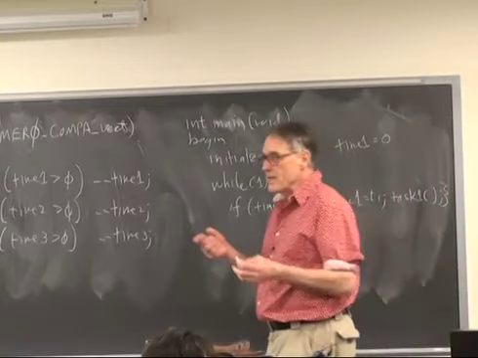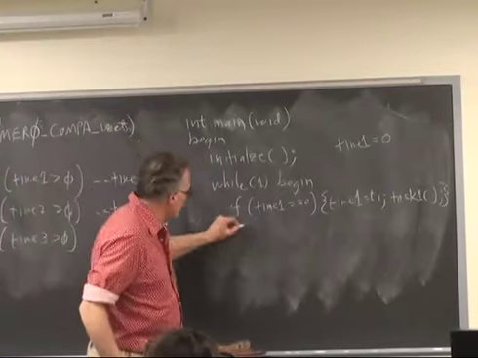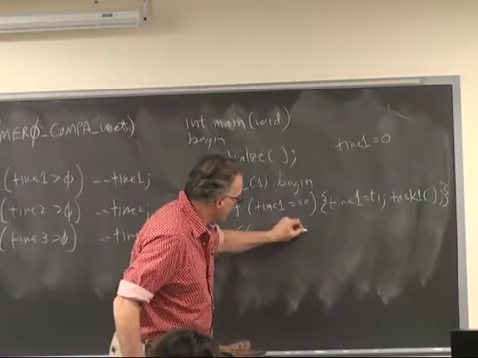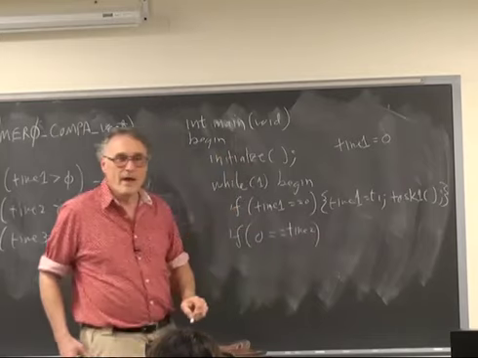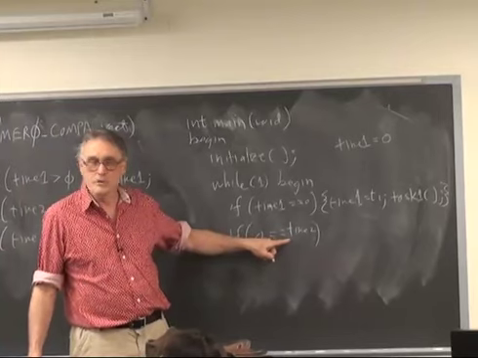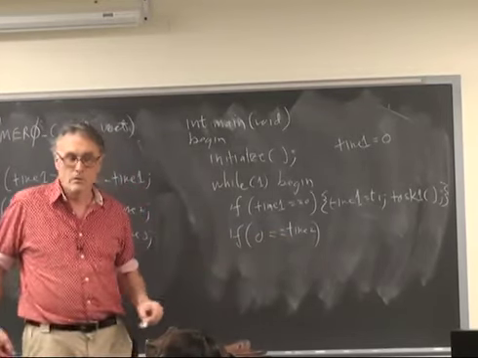So if you want to be obsessive, don't write it this way, write it this way. If 0 equals time 2, that way, if you leave out one of the equals, it'll throw an error because you're not allowed to assign anything to the value 0. All right.